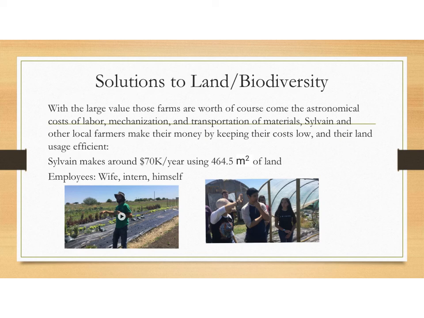Sylvain and other local farmers make their money by keeping their costs low and their land usage efficient. And they sell their products, their produce at local farmers markets, where people come from maybe 50 to 60 miles away to sell their food, instead of having cotton and avocados, tomatoes, apples be shipped from California all the way to Texas, 1,500 miles. We're having things bought locally, right?